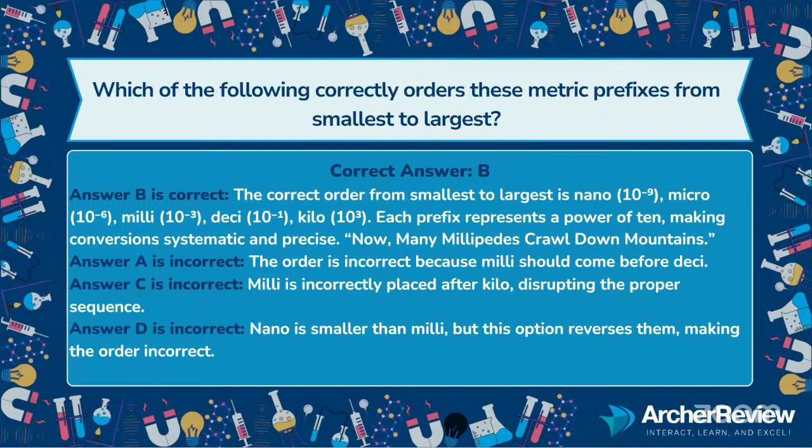Now, do remember that we have that silly phrase, "now many millipedes crawl down mountains," to help you remember all of them. And so that would be an option to help you get through, at least up to the base meter. And then you would have had to have known that kilo was beyond meter, but that's a start.